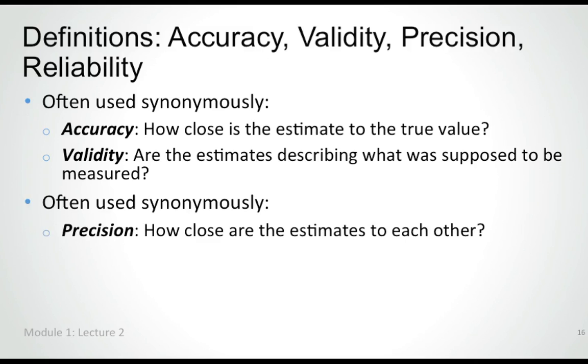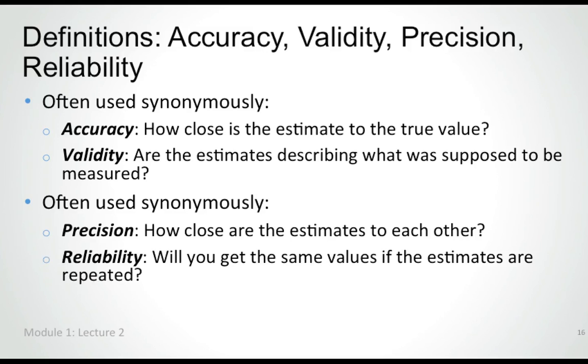A model and data set yield precise estimates if different estimates generated from the same model and data are close together. And similar to precision, a model and data set yield reliable estimates if they provide similar estimates when you repeat the analysis. These two terms, precision and reliability, are often used interchangeably.